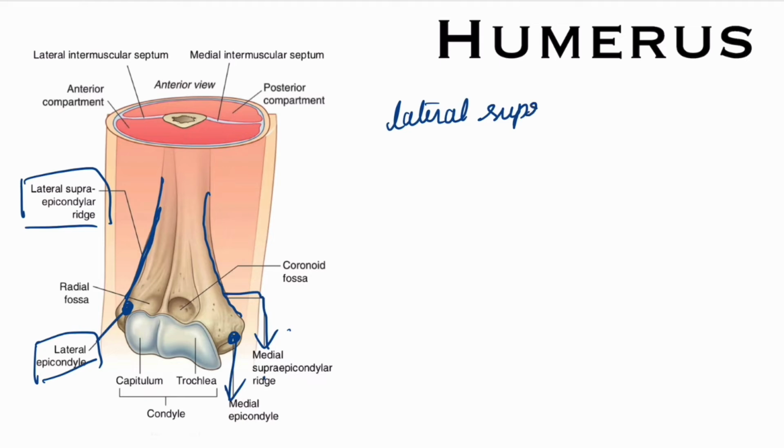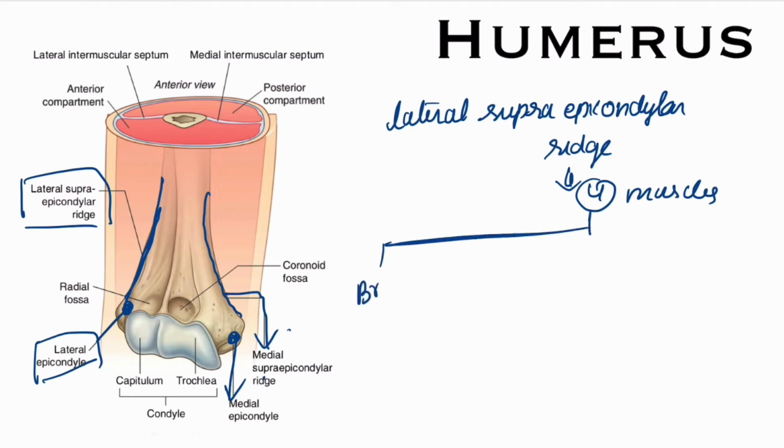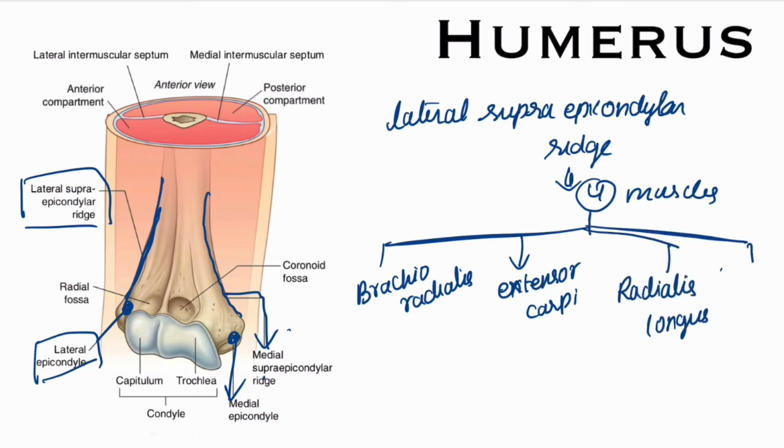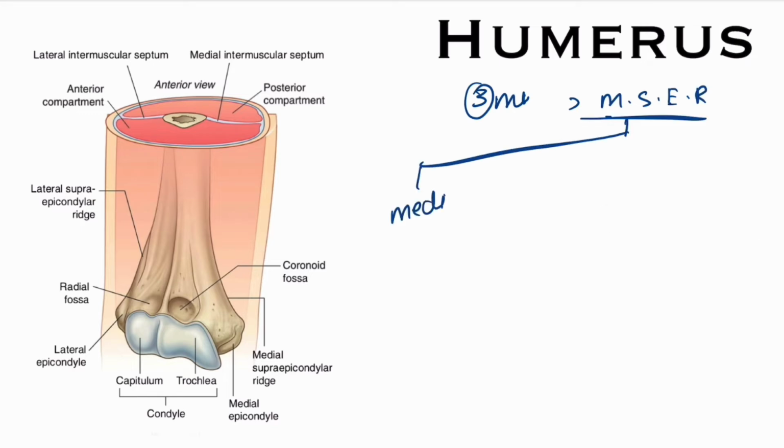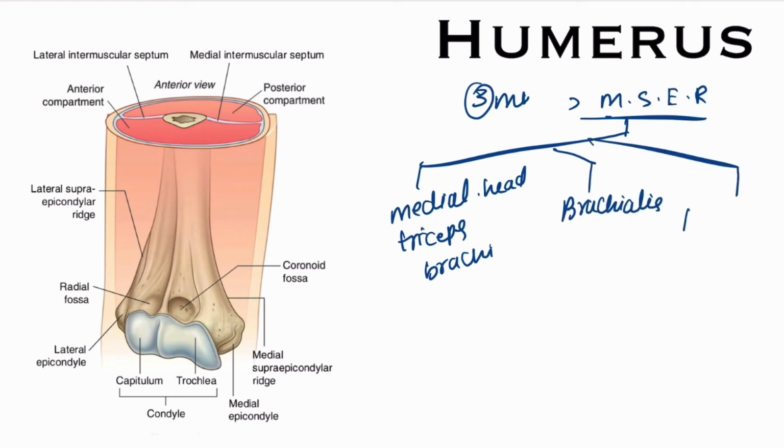Lateral supraepicondylar ridge serves as an attachment for four muscles. They are brachioradialis, extensor carpi radialis longus, and also the triceps brachii. And three muscles are attached to the medial supraepicondylar ridge. The three muscles are the medial head of triceps brachii, the brachialis and the pronator teres.